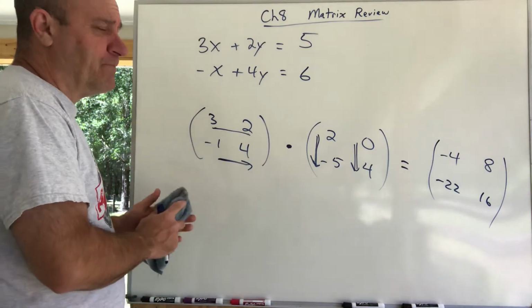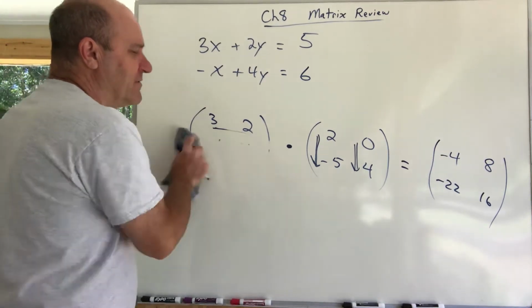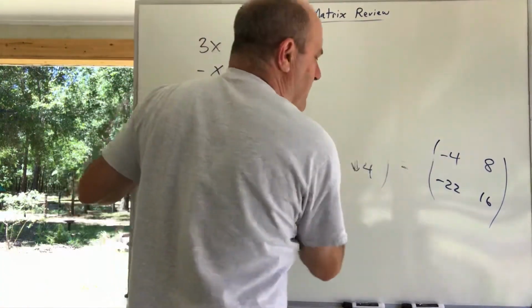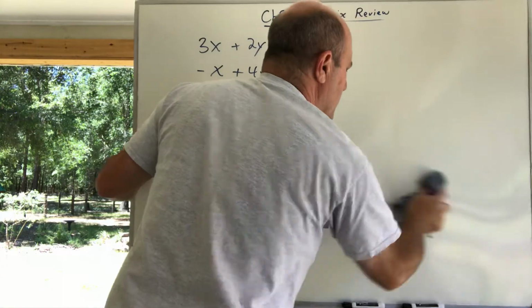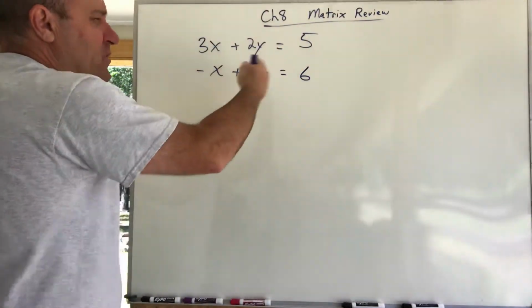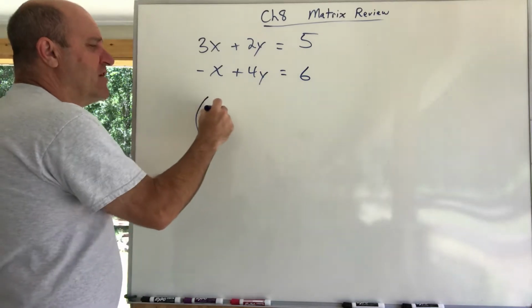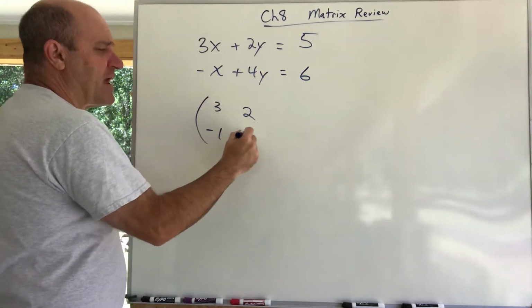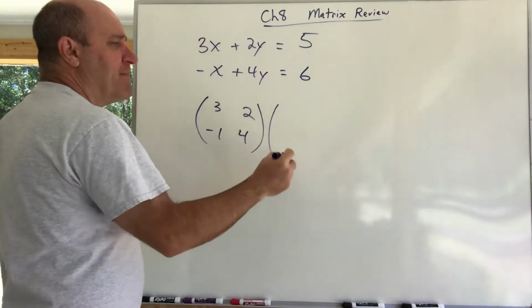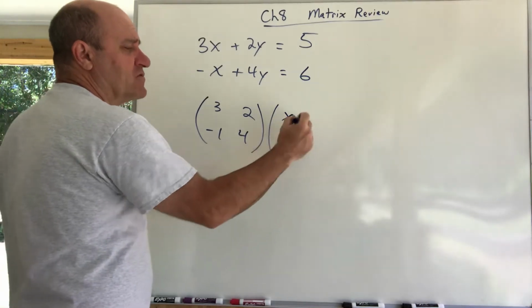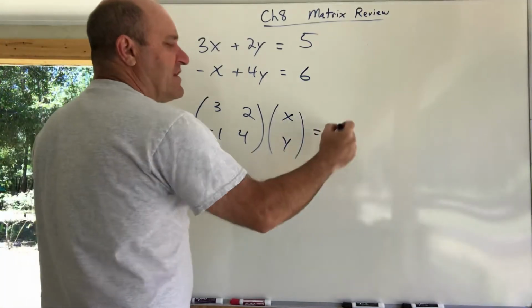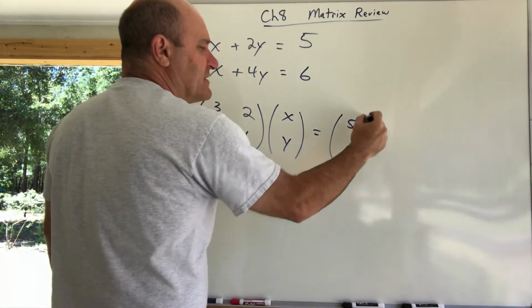All right, so let me explain this to you. What we have here is a system of 2 equations, 2 unknowns, but you could write this in matrix format. What you have is the coefficient matrix 3, 2, negative 1, 4 multiplied by the variable matrix x, y, and it equals the answer matrix 5, 6 here.